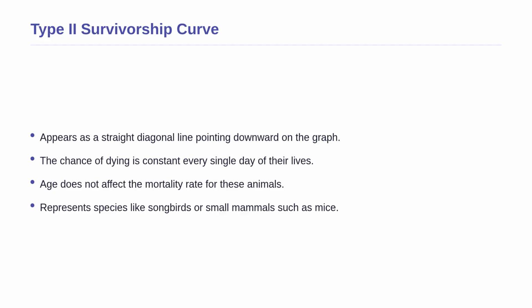Moving on to the second strategy, we have the Type 2 curve. Visually, this appears as a straight diagonal line pointing downward on our logarithmic graph. This represents species like songbirds or small mammals, such as mice. For these animals, the chance of dying is constant every single day of their lives, regardless of whether they are young, middle-aged, or old. They face a steady, predictable risk from predators and disease throughout their entire lifespan.